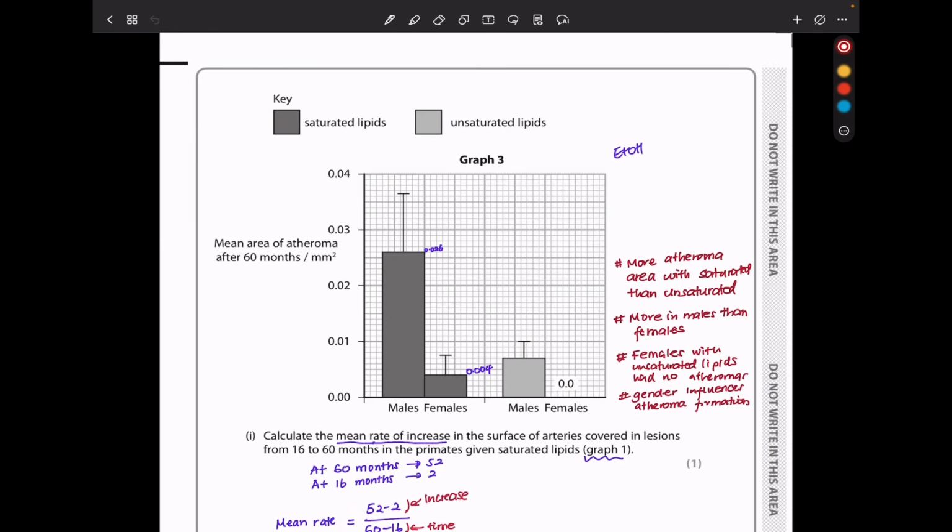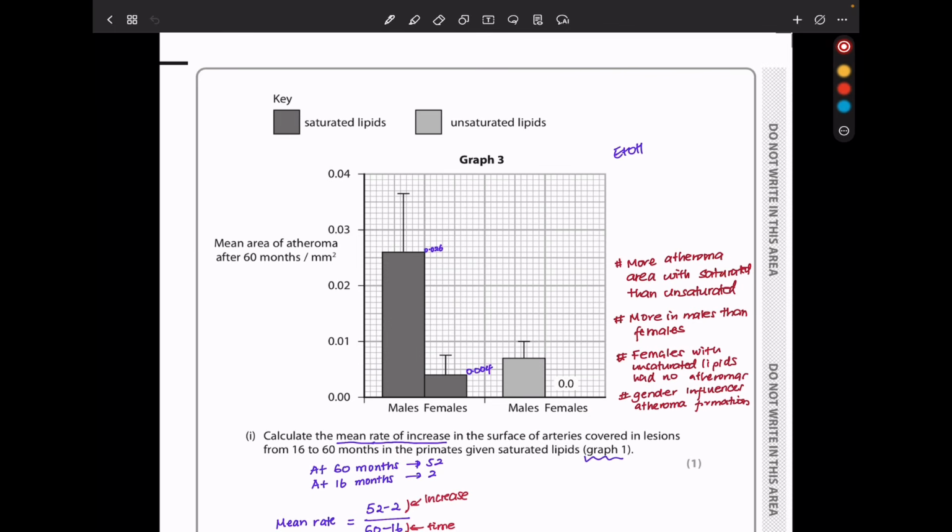In graph 3, we see the mean area of atheroma after 60 months. Again, here for saturated lipids and unsaturated lipids, we see there is greater mean area of atheroma for those that took saturated lipids, but it's way higher in males. Here we can see it in males, but not in females. So this tells us these results are gender related. There is a connection with gender.